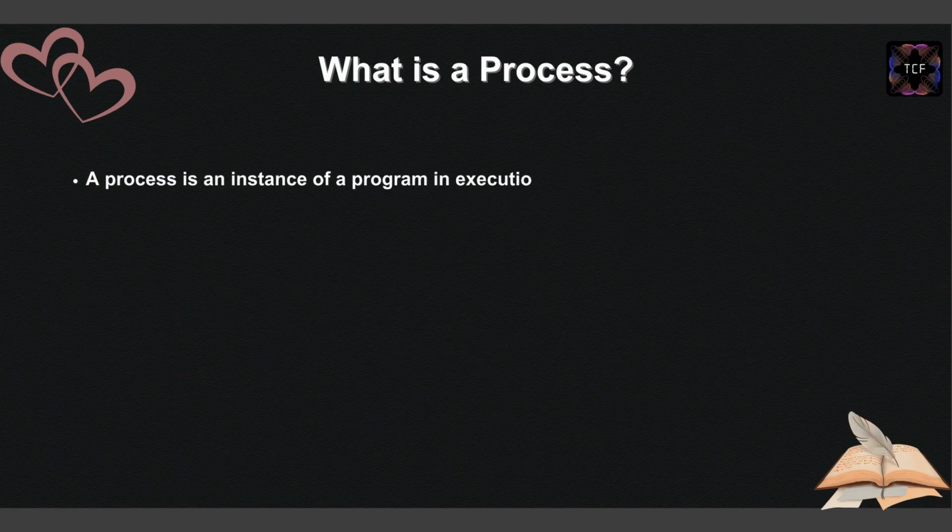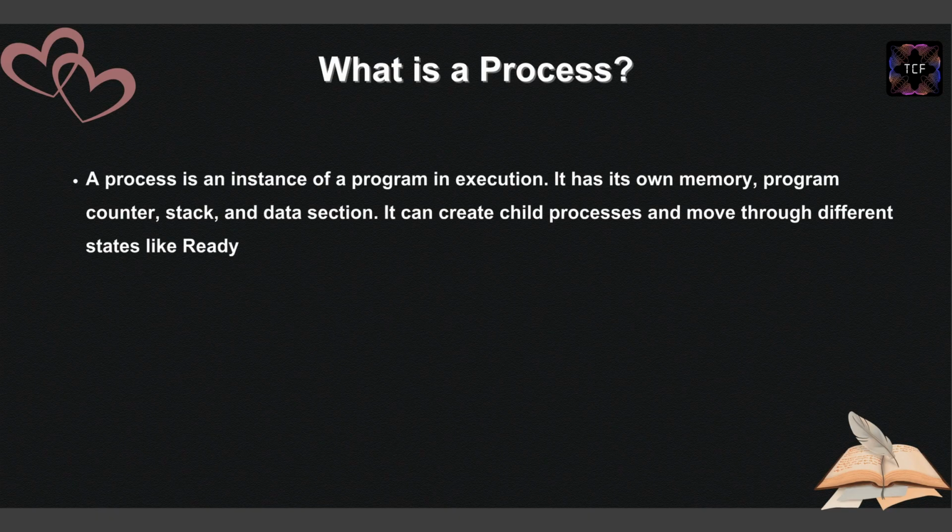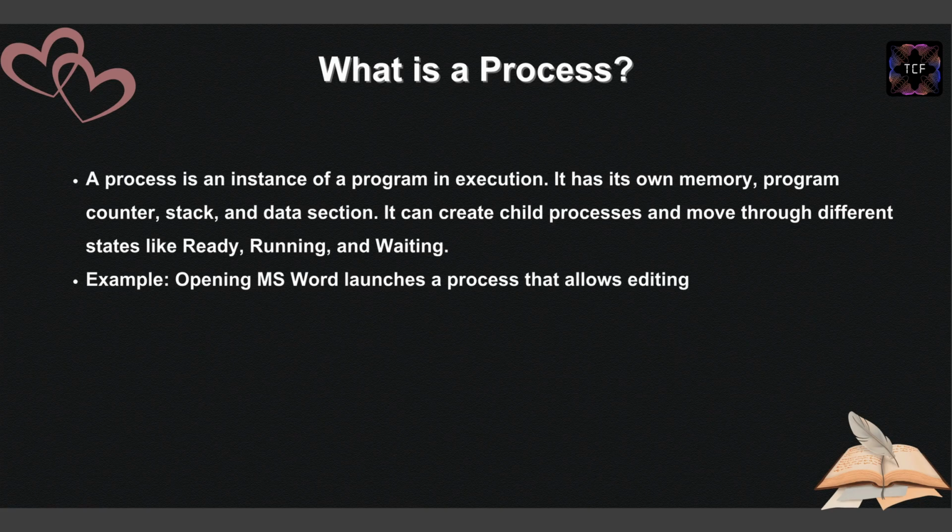What is a process? A process is an instance of a program in execution. It has its own memory, program counter, stack, and data section. It can create child processes and move through different states like ready, running, and waiting. Example: opening MS Word launches a process that allows editing, spell checking, and saving files independently.